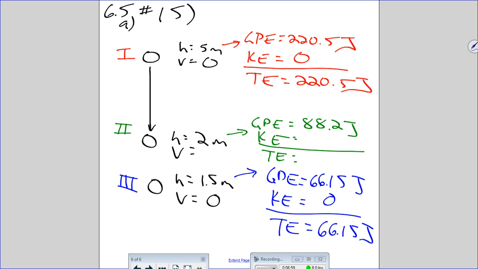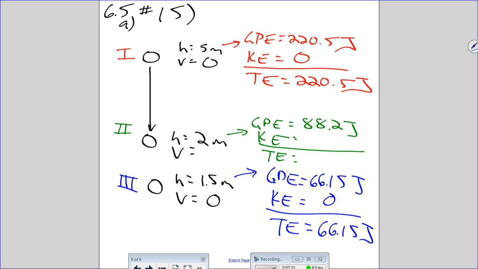Everybody's good? All right, so the question wants to know how much work Roy did, or whoever is catching the ball. It wants to know how much work that person did stopping the ball.